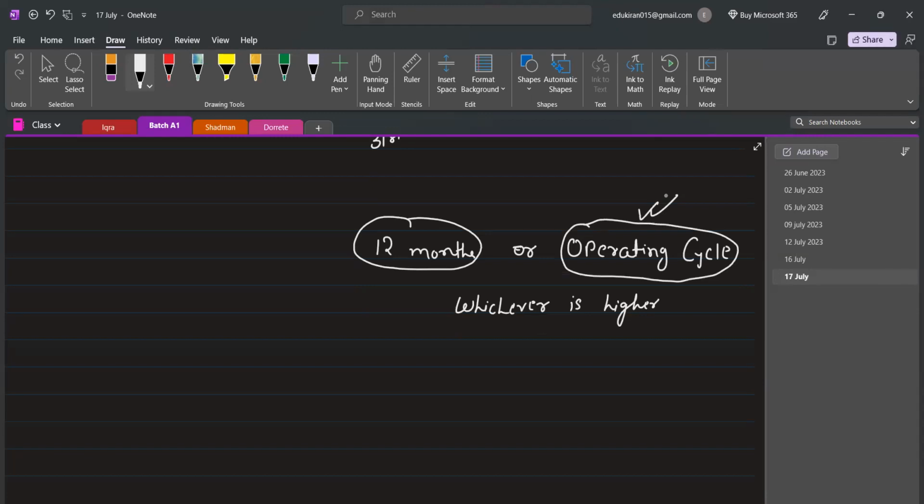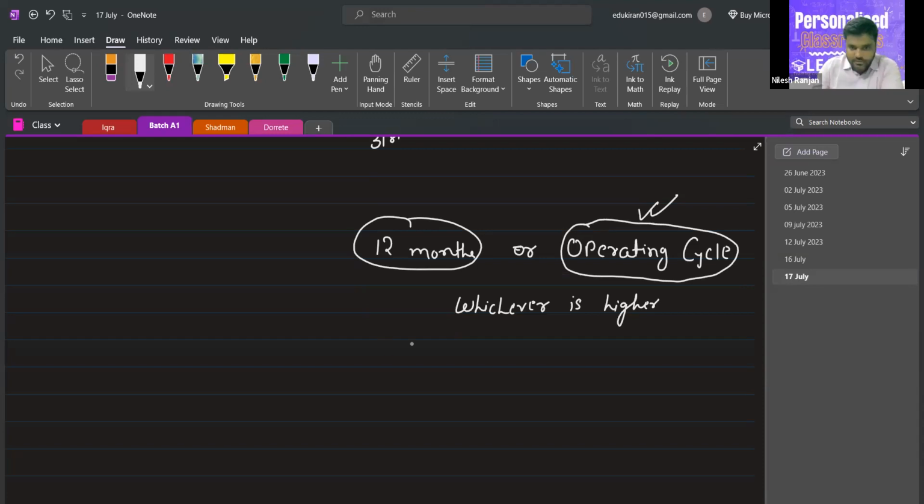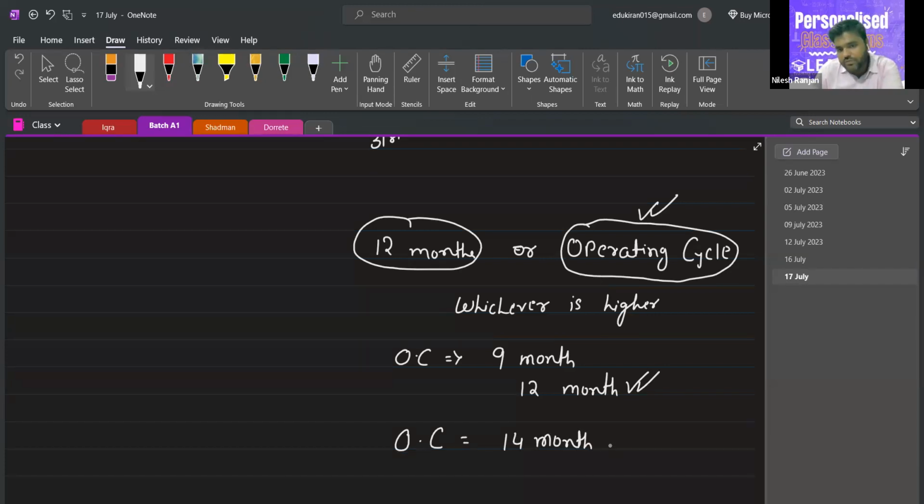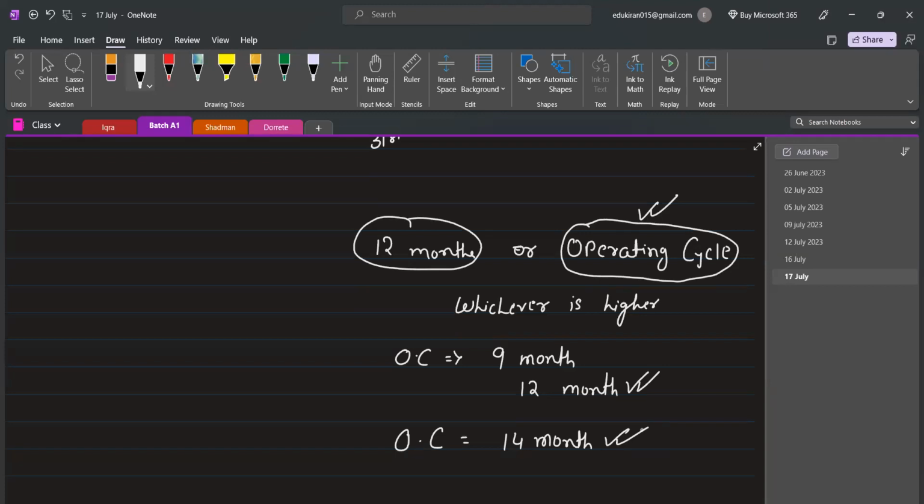Let's say if the operating cycle is 9 months, then current and non-current will be decided on the basis of 12 months. And if the operating cycle is 14 months, then we will not consider 12 months. We will consider 14 months for the current and non-current decision. Is this clear?